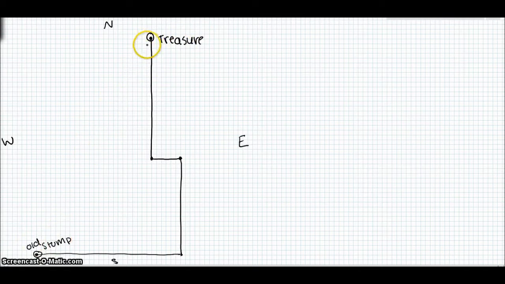Now, to find the direct distance, like the question asks, you have to start by making a straight line from the old stump to the hidden treasure. To make the two lines on the right one straight line, finish the top of the line with a dotted one. Now it makes a right triangle.